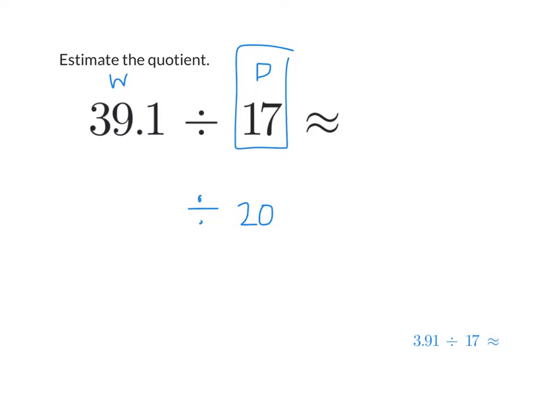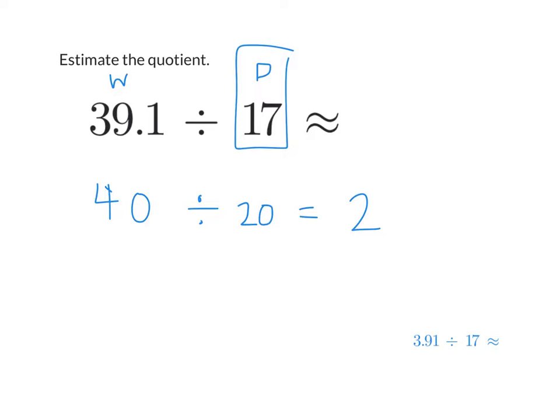And now that we know our divisor, we've rounded it to 20. Everyone show me on your fingers what fact family we are going to think about. We're going to think about our 2's. Very good. So 39.1 is pretty close to what number that's compatible with your 2's? 40. I agree that 39.1 is pretty close to 40. What's 40 divided by 20? 2. So our estimated quotient is 2. Does that mean that 39.1 divided by 17 is equal to 2? It just means our final answer should be pretty close to 2.